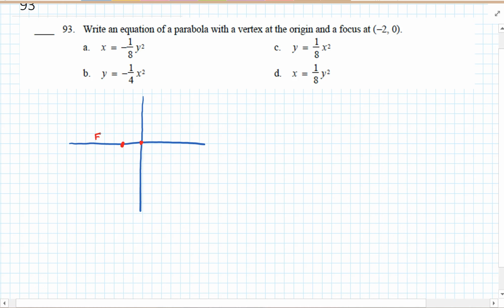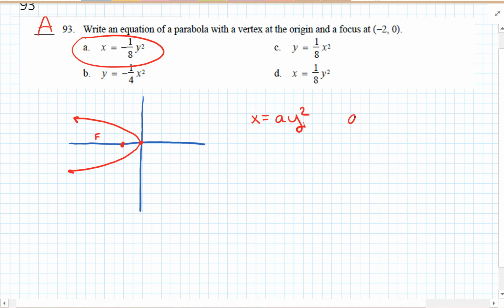And what do we remember about parabolas? They always encompass their focus. So this parabola encompasses the x-axis. So we know it's going to be x equals ay squared. And since it's going to the left, we know our a value is going to be negative. So by just looking at it in multiple choice, we can see that it's going to be a. But let's go ahead and work it.